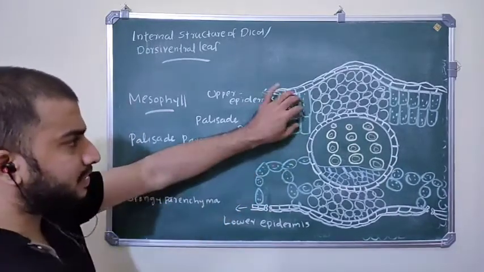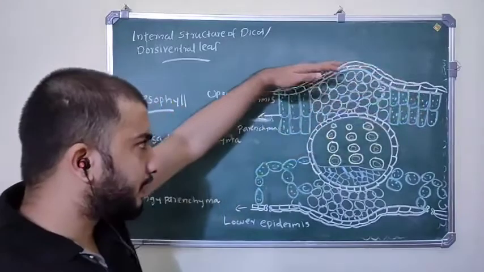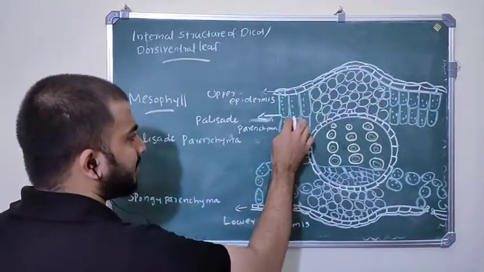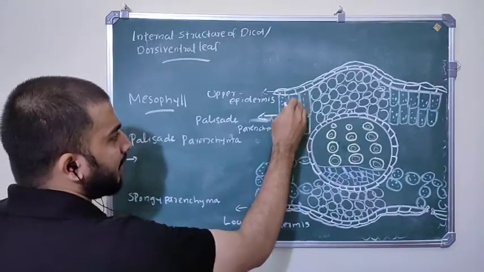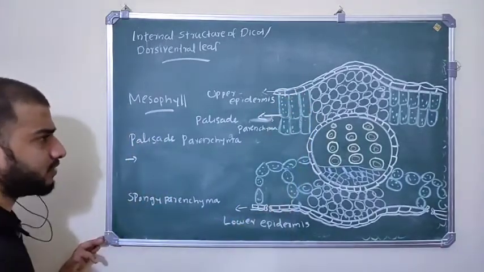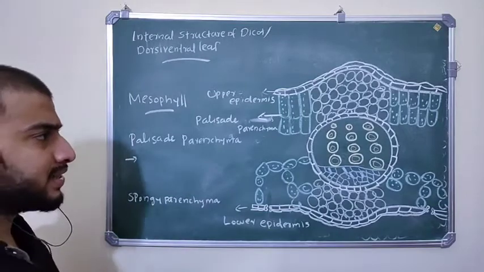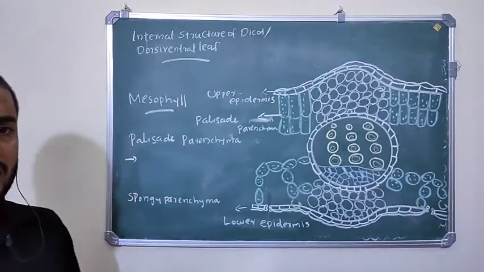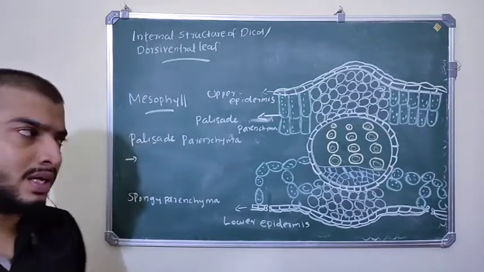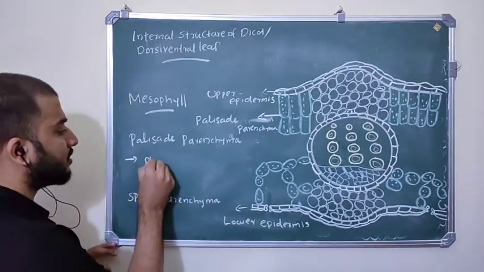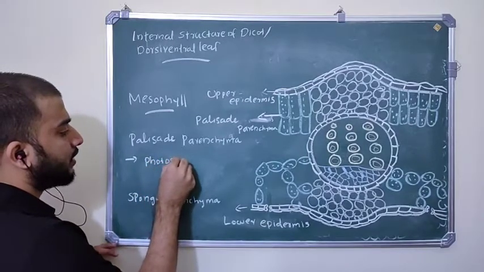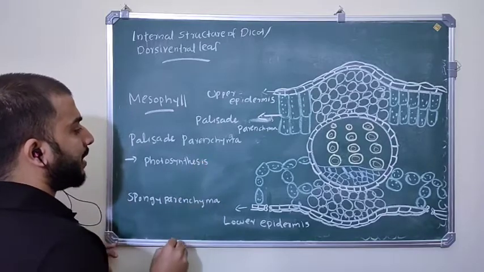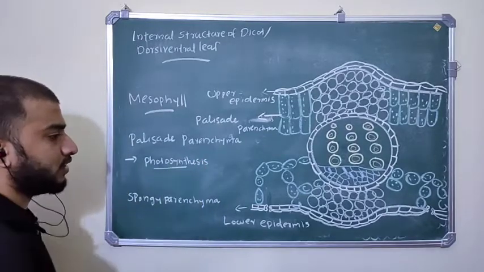Where are these palisade parenchyma cells present? They are present below the upper epidermis, and they are elongated cells with numerous chloroplasts. So palisade parenchyma is found below the upper epidermis, the cells are elongated and contain numerous chloroplasts, and they help in photosynthesis.